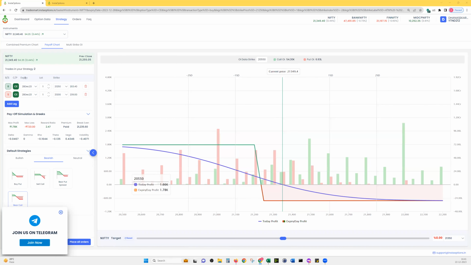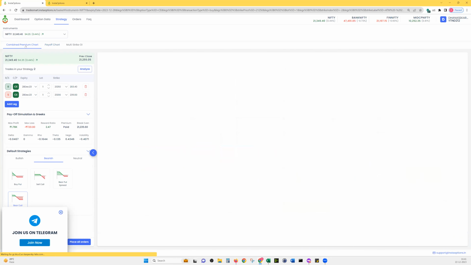Okay, fine, super. So now, till now this platform is okay, but what value is it going to add to you? So now comes the combined premium. This is one of the very, very important features. This is going to help you guys to a greater extent.